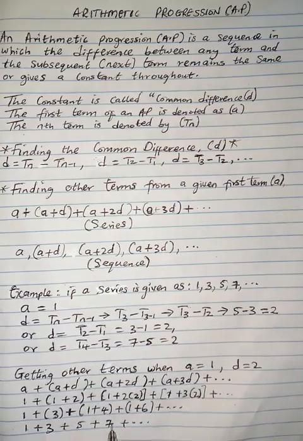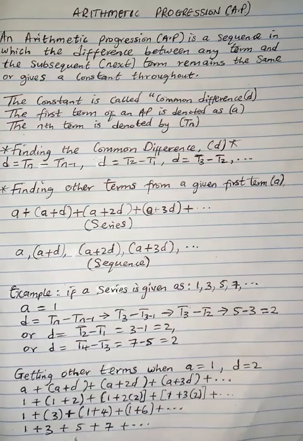That is, 7 minus 5 is equal to 2. 5 minus 3 is equal to 2. 3 minus 1 is equal to 2. So when we have something of this nature, that means we are dealing with an arithmetic progression.